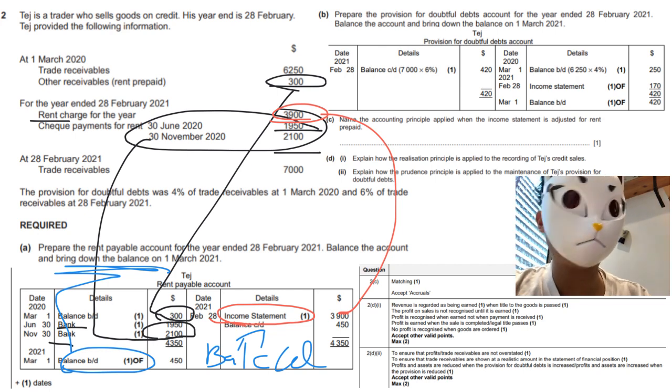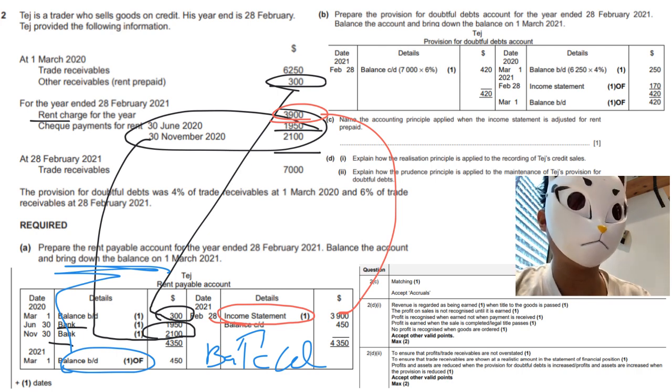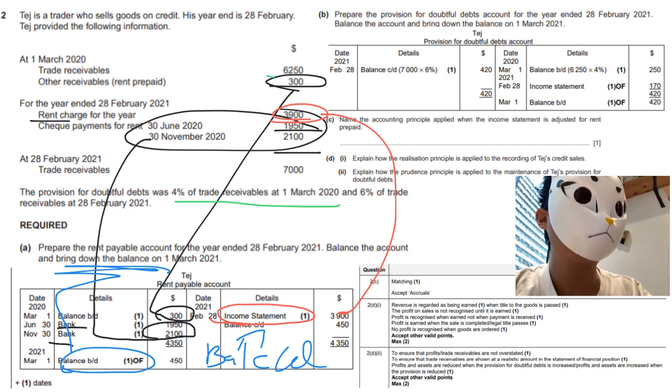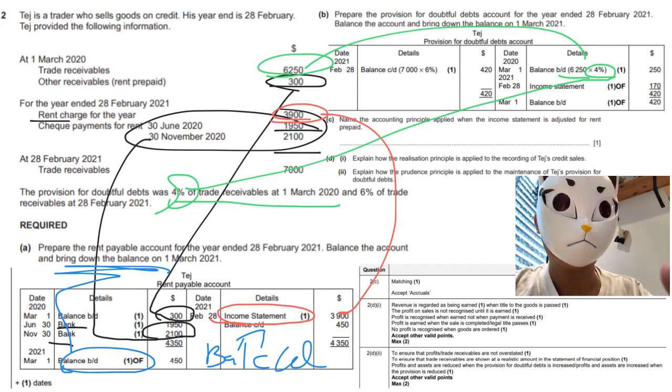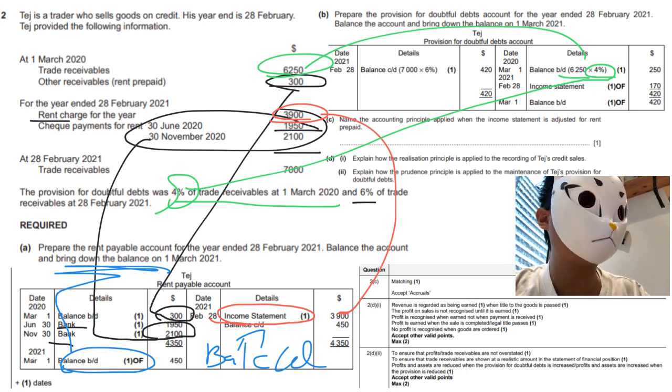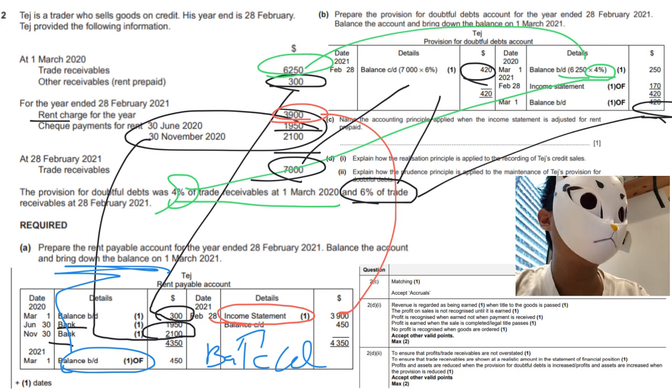Now for part B, you have to compile the provision for doubtful debts. This one is quite tricky. You have to compile the opening balance on your own. For 4%, you take 6250 times 4% to get the opening balance. One more thing, you have to get the closing balance, 6%. So we have 7,000 times 6% to get the closing balance. This is very tricky.